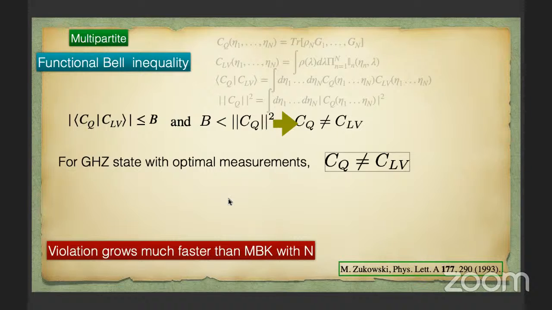This was already shown long back in a paper in 2003 by us, where we show that, for example, if you have an n-party bound entangled state, then the Mermin-Belinskii-Klyshko inequality violates the bound entangled state for n greater than or equal to 8. On the other hand, the functional Bell inequality is violated for n greater than or equal to 6.